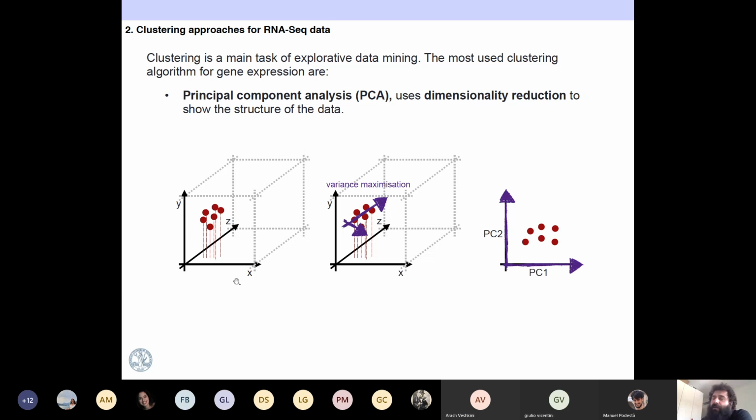Once you have done that, you take the first two, for example, that explain most of the variance, and then you represent your data there. So principal component one contains the maximum variation, and the second one contains another part of the variation. That is, in a very rough way, an explanation of what a principal component analysis is. Of course, there is all the mathematics behind it.